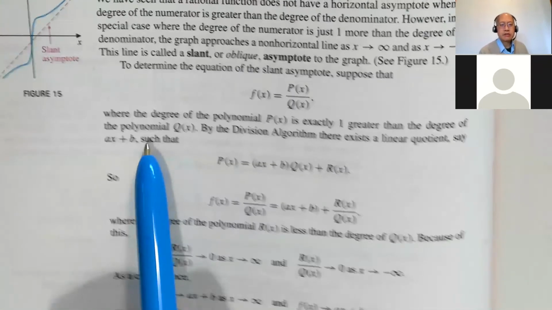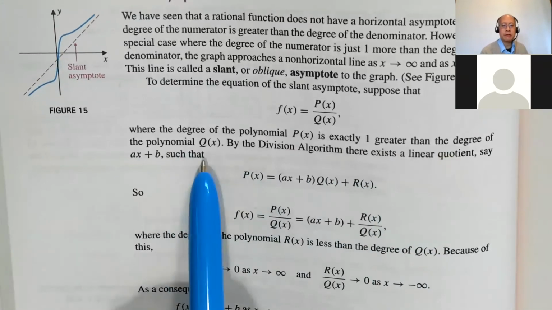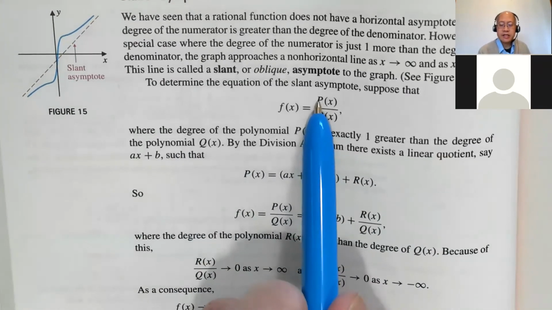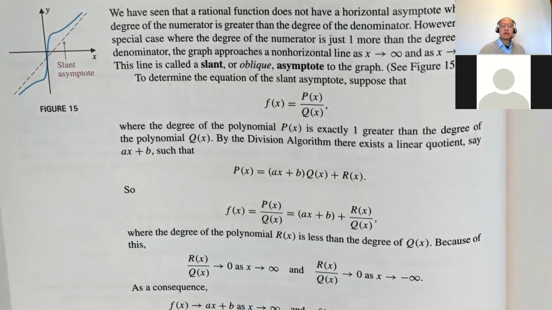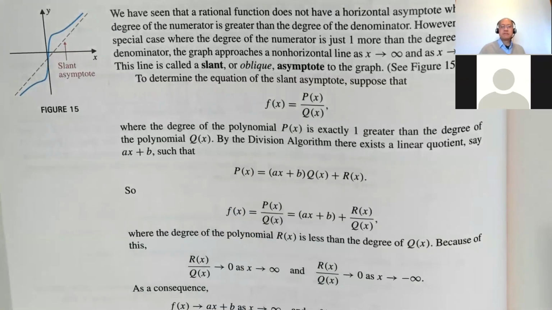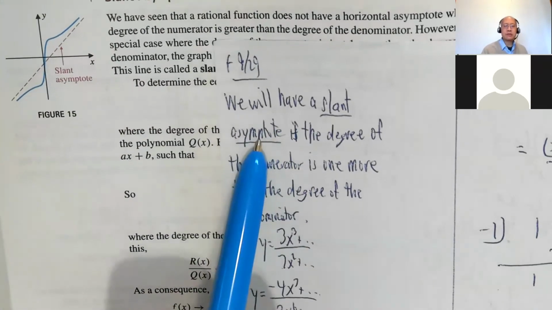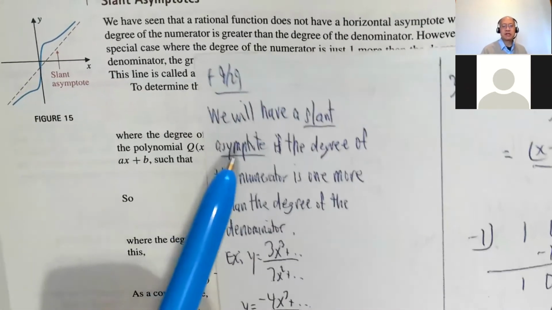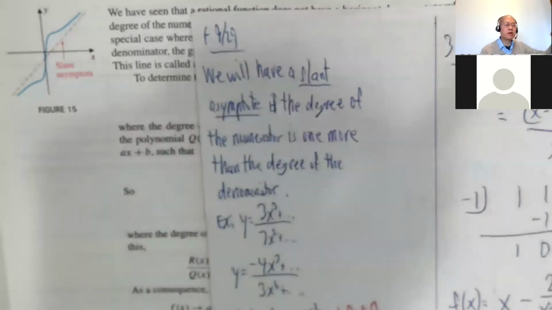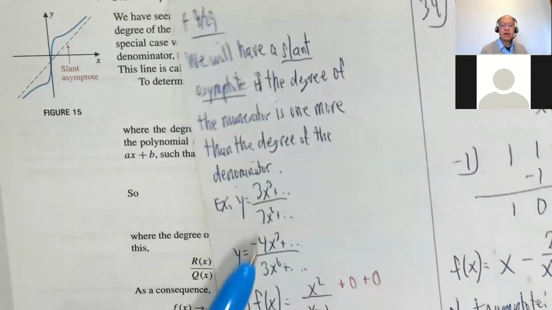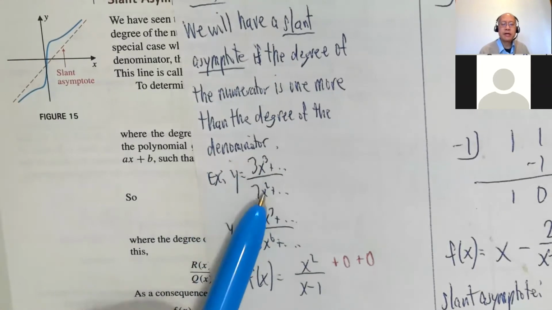Okay, if you want a rule, it's right here. The degree of the polynomial p of x is exactly 1 greater than the degree of the polynomial q of x. So the numerator is degree exactly 1 more than the denominator. Okay, I've got my version of it. So what the book has is correct. I'll give you my version of it. We will have a slant asymptote. Sometimes they say oblique asymptote, but I'll just say slant. If the degree of the numerator is exactly 1 more than the degree of the denominator. Here's some examples. y equals 3x cubed over 7x squared. Okay, third degree, second degree.